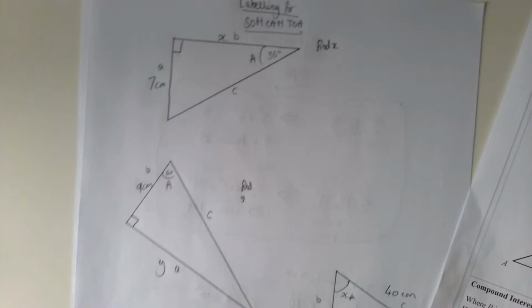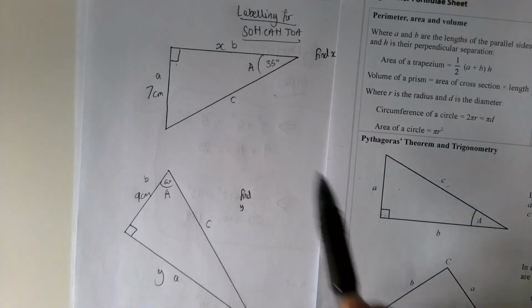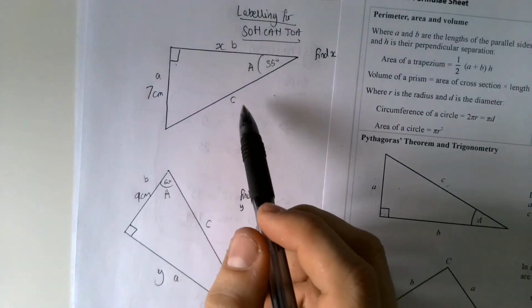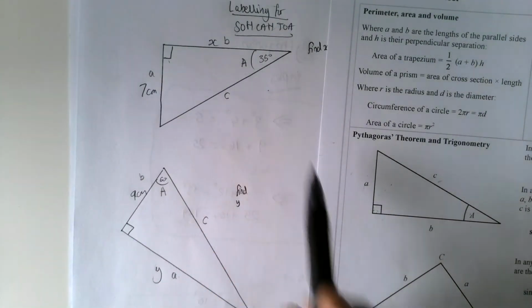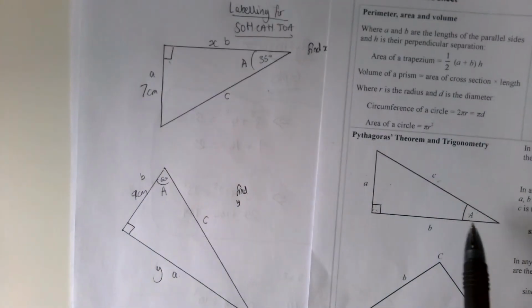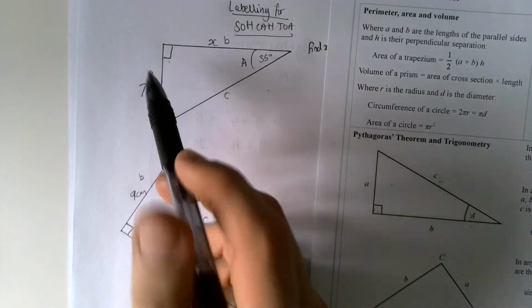So if we have a look here, I've already labelled my triangle. Okay, so I've got C, which is opposite the right angle. I've got B, which touches the right angle and the given angle. And I've got A, which is opposite the given angle.